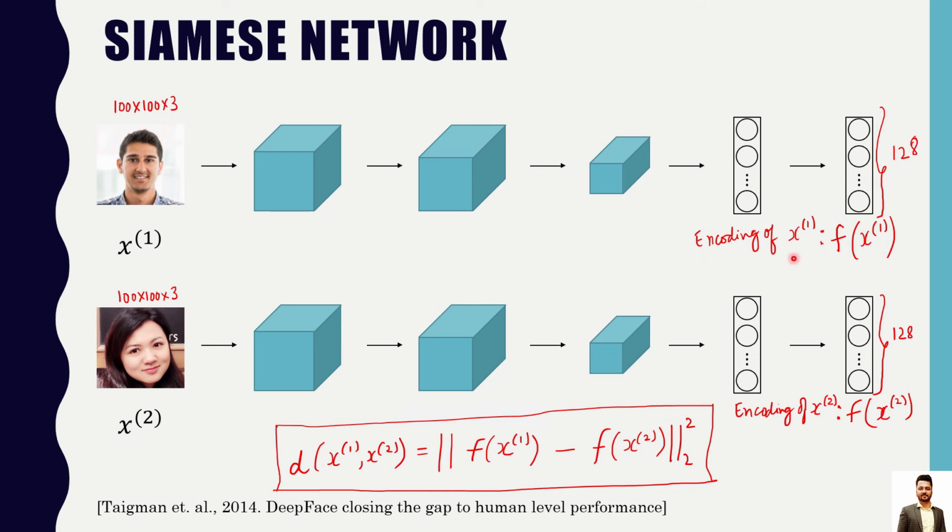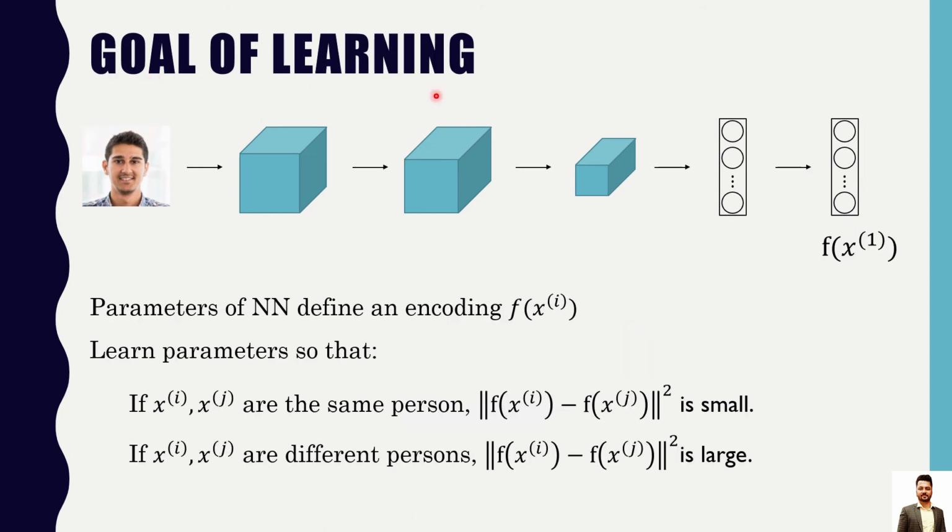This is called the encoding of x1. It is a 128-value vector. And similarly for the second face we again have a 128-value vector. Now you take the difference and compute its absolute square. This Siamese network has been discussed in the research paper DeepFace: Closing the Gap to Human-Level Performance. It came in 2014. You can read this paper for more details. Now what is the goal of learning?